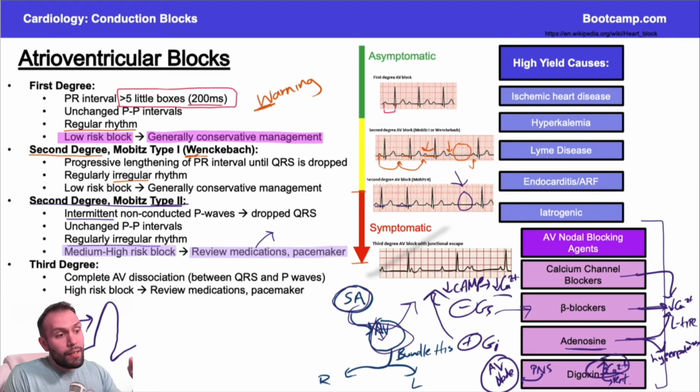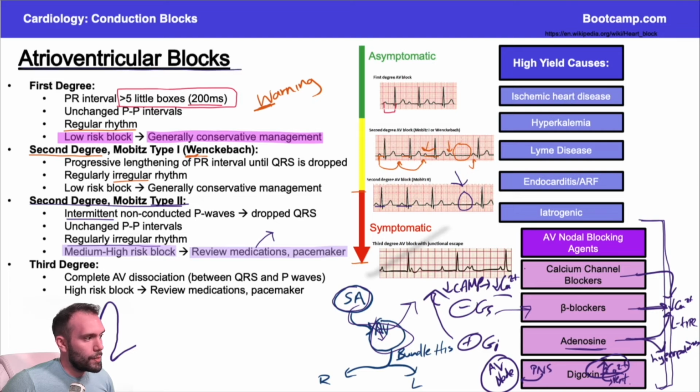This is not calcium current increasing in nodal cells. It's increased calcium for contractility in ventricular cells. So make sure you're clear on that. And again, we go through all of this in much greater detail in the other videos. So again, AV nodal blocking agents, you want to avoid these in questions where patients have AV blocks. You do not want to give them these medications.